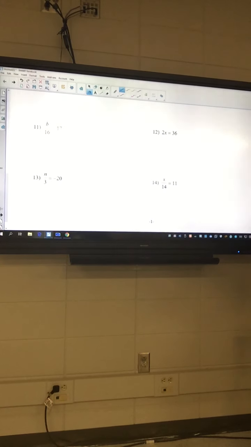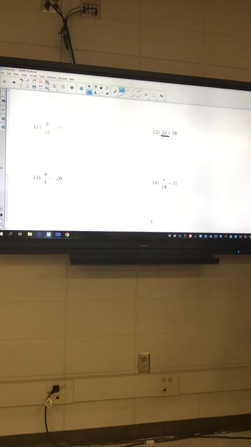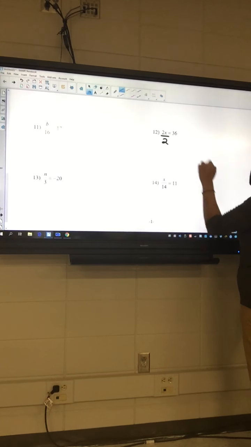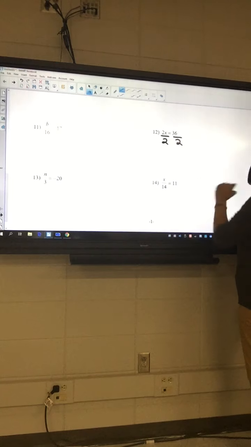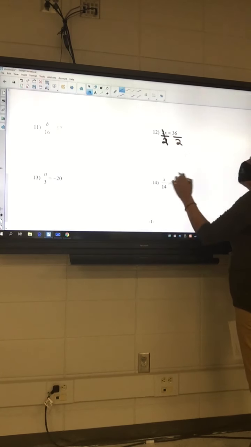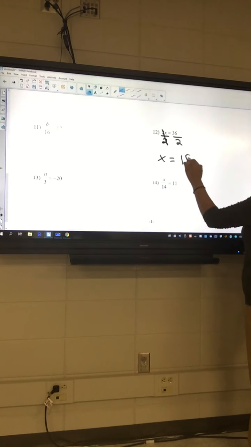We need to do the opposite. So we're going to divide by whatever number is attached with that x, okay? Because we only want just the letter. Letters go on the left. So you're going to divide by 2. If you do it to one side, you have to do it for the other. Perfect. What happens to the 2s? They cancel. You're left with x equals, what is 36 divided by 2? 18. So x equals 18.